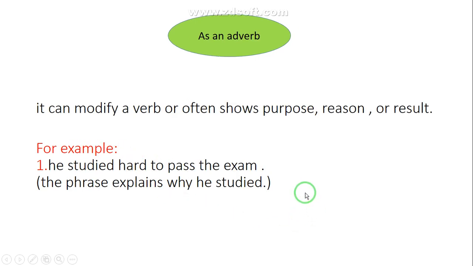As an adverb, it can modify a verb or often shows purpose, reason, or result. For example, he studied hard to pass the exam. The phrase explains why he studied. He studied hard. Why did he study hard? To pass the exam. So, it functions as an adverb.